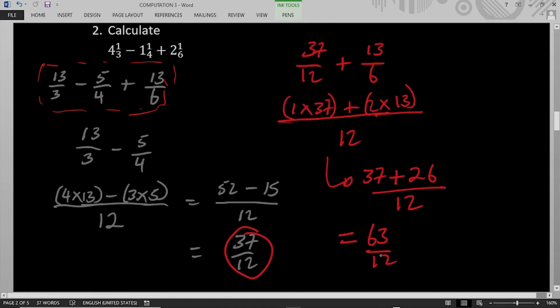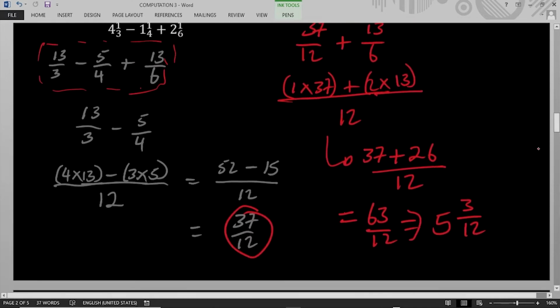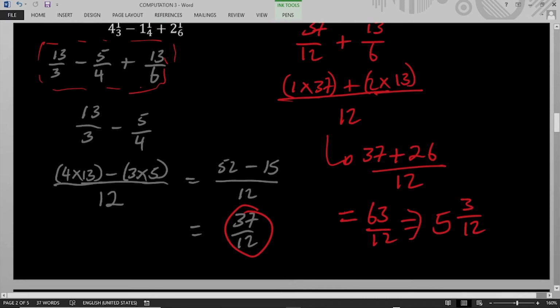37 plus 26 gives us 63 over 12, and 12 into 63 is 5, remainder 3 over 12, so 5 and 3 over 12. Then you can simplify the 3 over 12. 3 into 3 is 1, 3 into 12 is 4, so that's equivalent to 5 and a quarter, and that's our answer there.